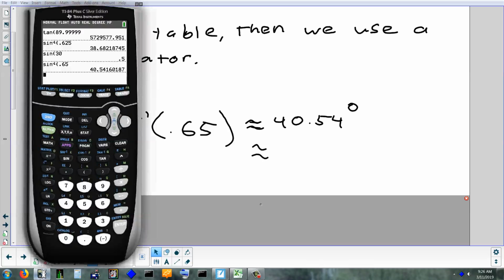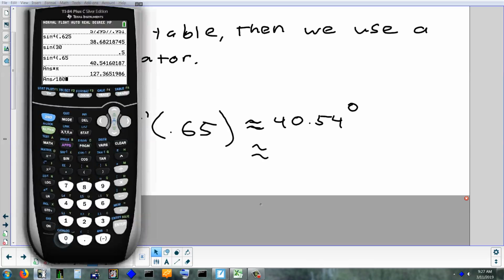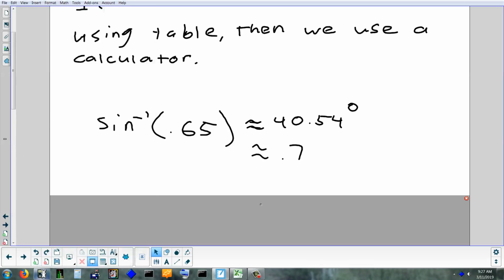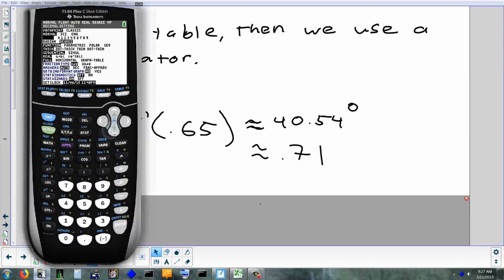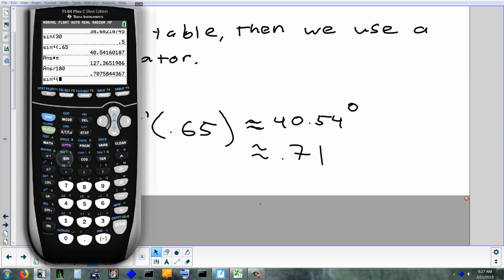Or, if I wanted the answer in radians, I have two choices. Convert that to radians by hand. So I could take and multiply by pi and divide by 180. And that's the answer in radians. 0.7, about 0.71. Now, if I had to do that in radians, I probably wouldn't have just converted it like I did by hand. I would just change the mode to radians and type in the same problem again. Inverse sine of 0.65.